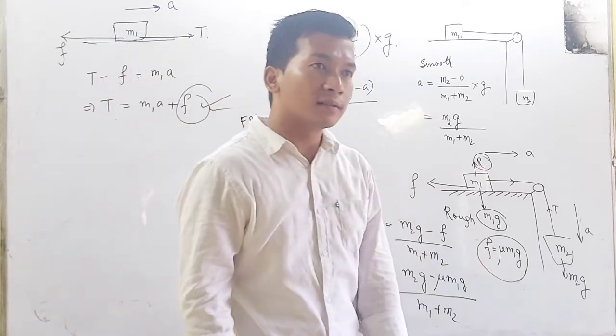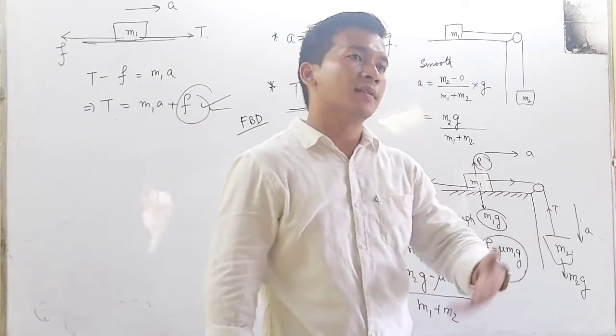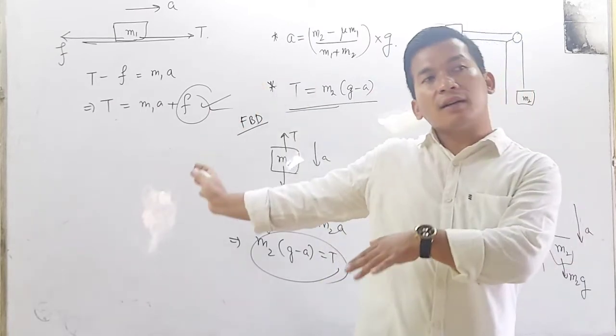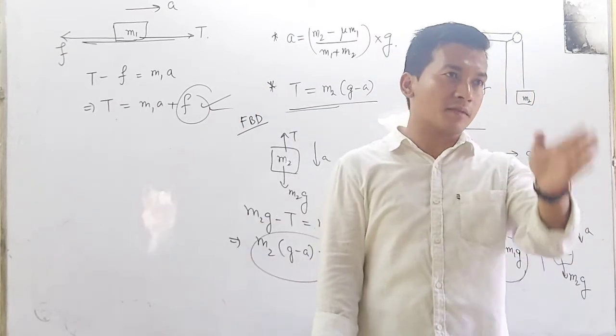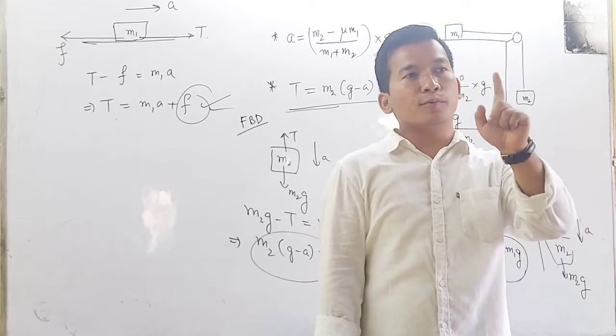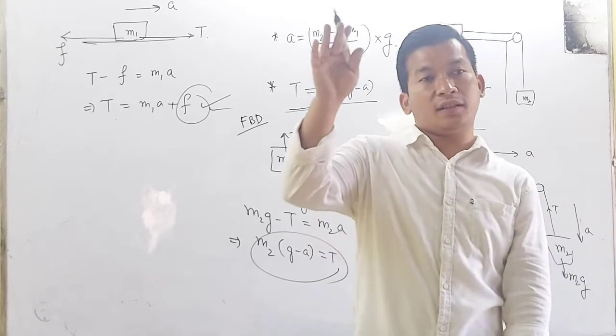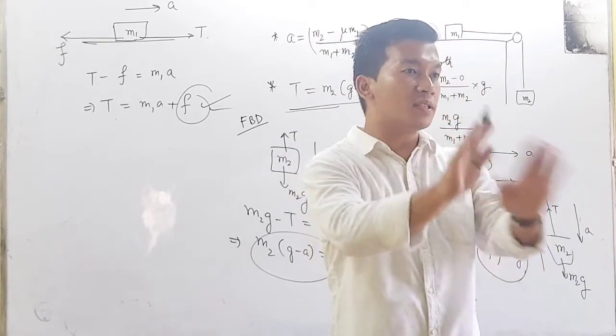Simply you apply your free body diagram for hanging masses, that is vertical masses. Vertical masses will have only two options, either descending or ascending. Calculate the easy way.